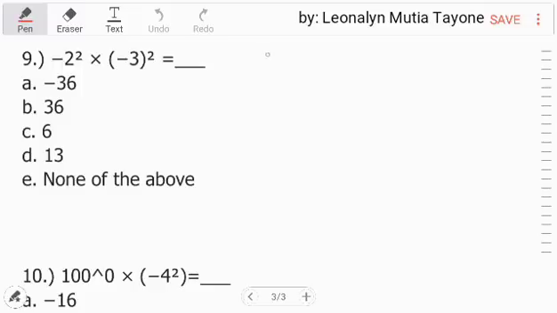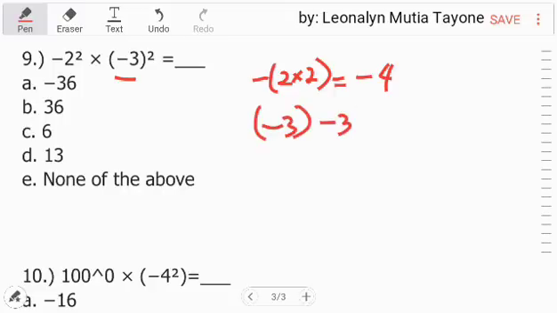Negative 2 raised to 2 times negative 3, inside the parenthesis, raised to 2. Again, we reviewed the law of exponent on negative base before we started. So, this negative 2 raised to 2 is equal to 2 times 2. The negative is outside, so negative 4. Next, this is negative 3 times negative 3 because both are in the parenthesis, so we include the negative sign. So, this is positive 9.